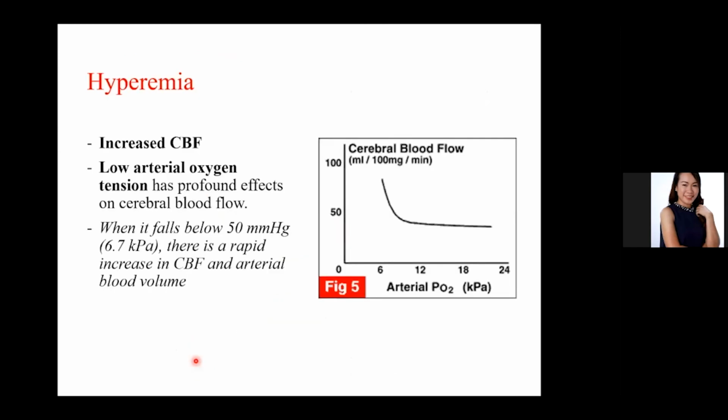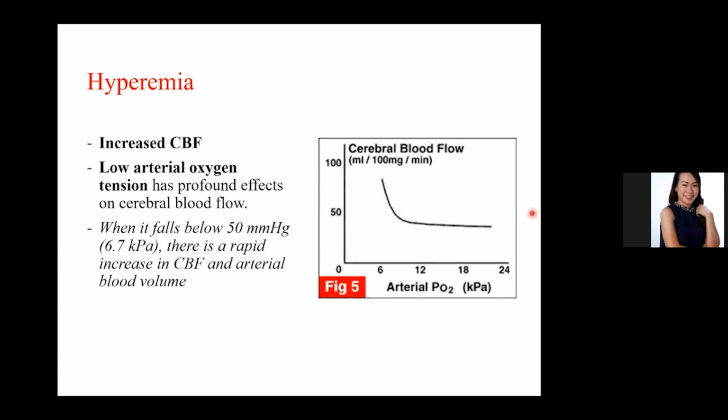Now, this next slide will just show us some scenarios and what will happen with the cerebral blood flow. For example, hyperemia: emia means blood, hyper means increase. So hyperemia means there is increased cerebral blood flow. As you can see here, the y-axis pertains to the cerebral blood flow, while the x-axis pertains to our arterial oxygen tension. Remember, the lower the arterial oxygen tension, the more it will cause an increase in the cerebral blood flow.